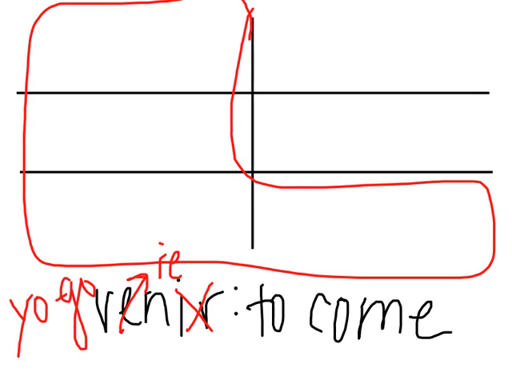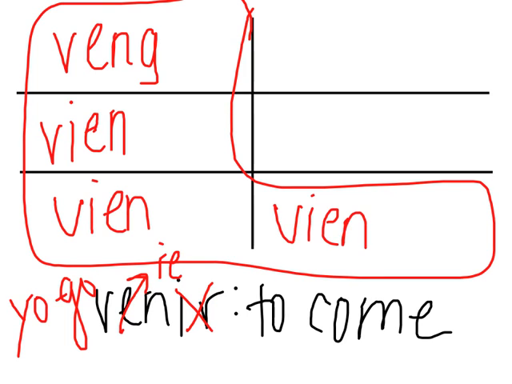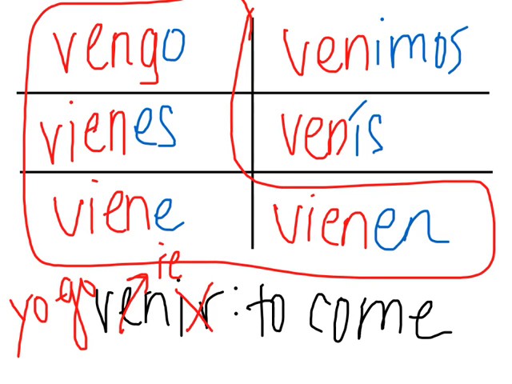So here we have veng, and then the rest of it is going to be our vien inside the boot. This is just like tener. It conjugates just like tener, but with a V. And then outside of the boot we'll have ven, the stem without the stem change. And then just like the others, we'll add our usual IR endings. So we have vengo, vienes, viene, venimos, venís, and vienen.